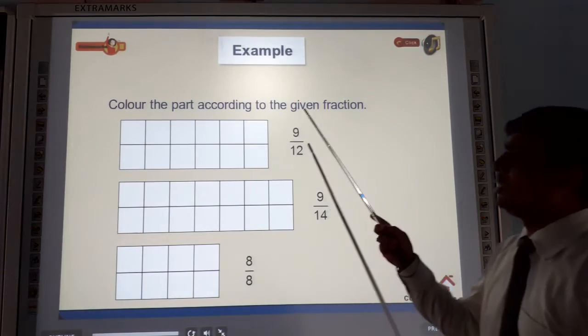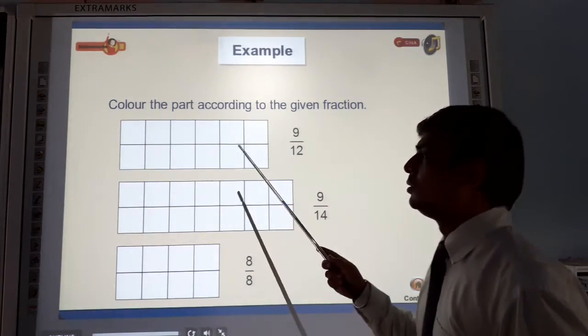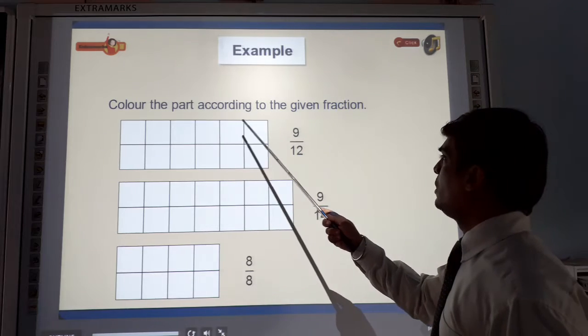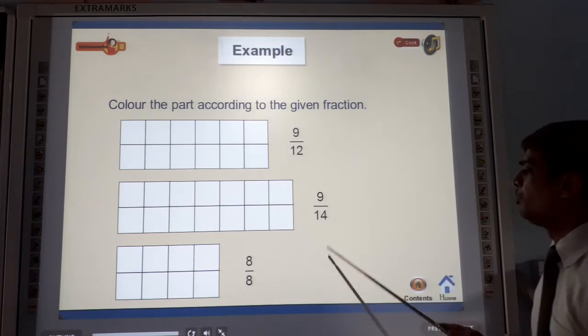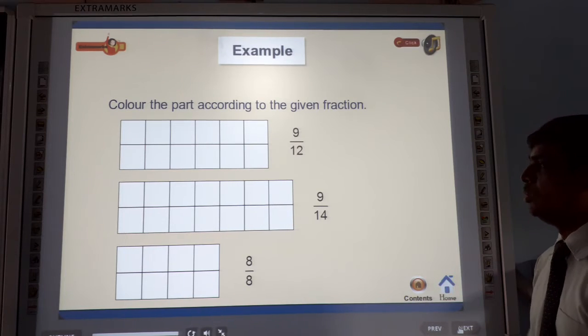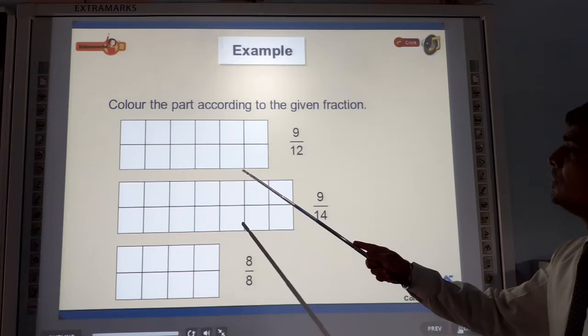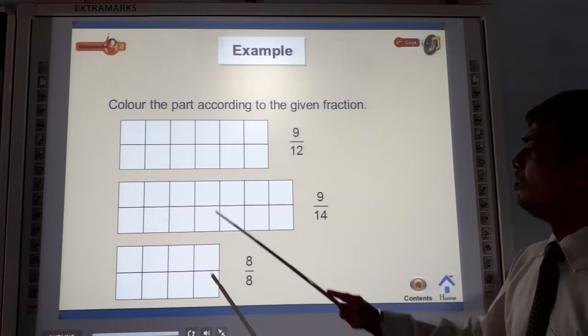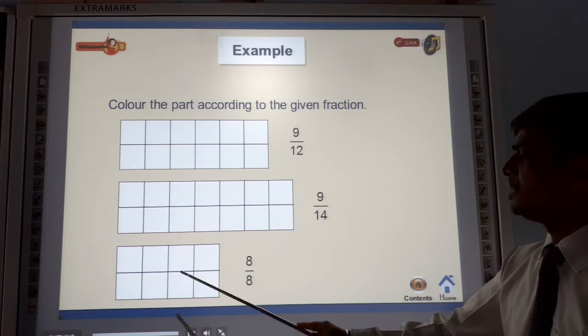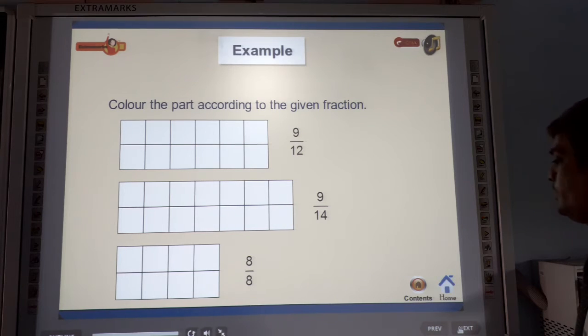Now for example, color the part according to the given fractions: 9 upon 12, 9 upon 14 and 8 upon 8. Number of boxes 12, number of boxes 14 and number of boxes 8.